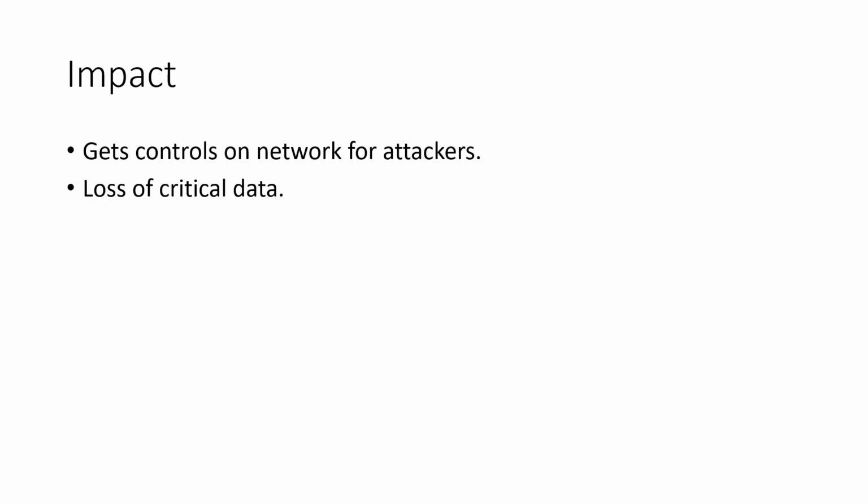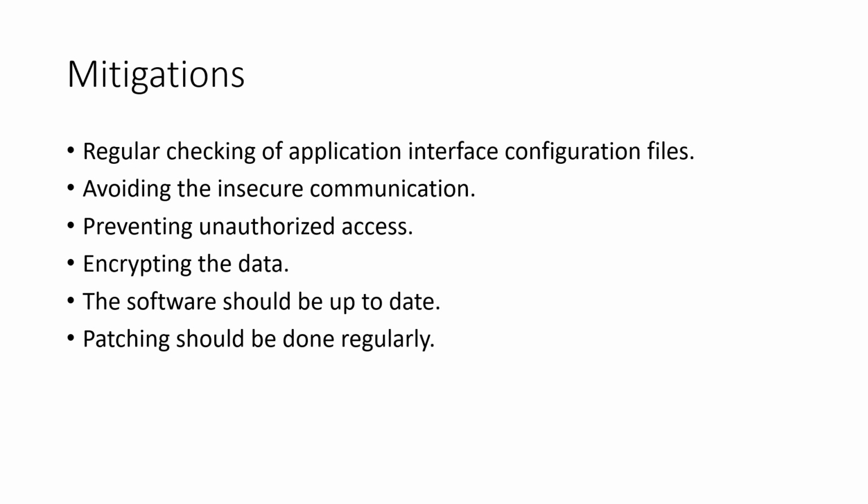As data is very important, we should protect it by having antivirus in our system, and the network that we are using should maintain a great firewall system. There are different mitigations to reduce security misconfigurations, like regular checking of application interface configuration files and avoiding insecure communication. The communication should be secure, and it should be limited to some extent.